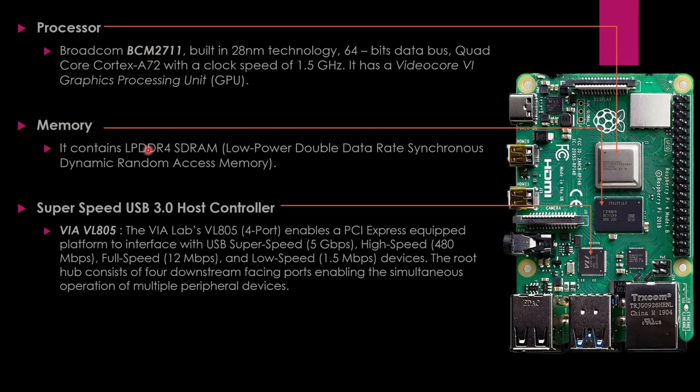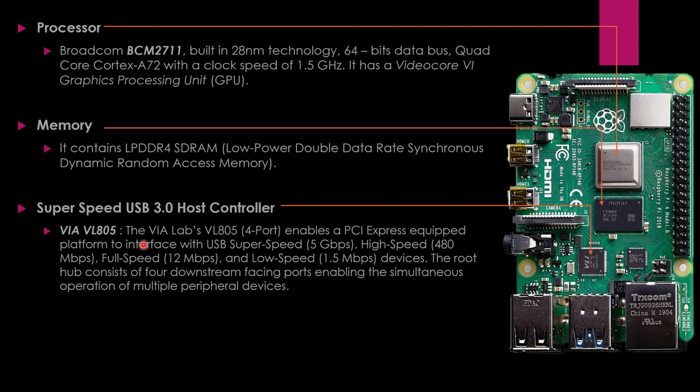This board contains LPDDR4 SDRAM memory, which is low power, double data rate, synchronous dynamic random access memory, which indicates that it consumes less energy and has more power saving capabilities than prior generations of RAM. It can process up to 33 GB of data per second by reading and writing 8 bytes of data twice per CPU clock cycle. It also has a SuperSpeed USB 3.0 host controller IC, VIA VL805.